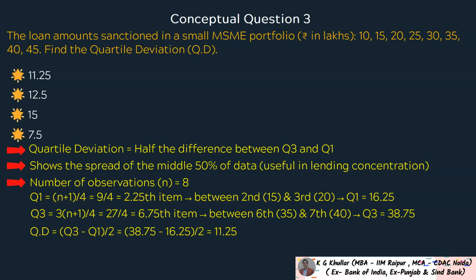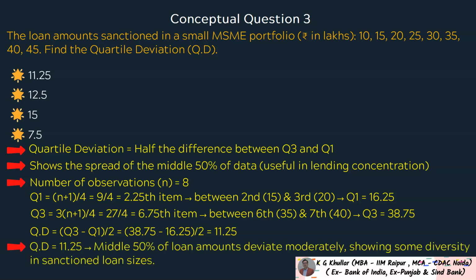So quartile deviation can be simply calculated as (Q3 minus Q1) divided by 2, which equals (38.75 minus 16.25) divided by 2, which equals 22.5 divided by 2 equals 11.25. So friends, this shows that the middle 50% of loan amounts deviate by about rupees 11.25 lakhs around the central values. As you can see, this highlights a moderate spread, showing lending is not tightly clustered and indicating some diversity in sanctioned loan sizes. Now, with respect to this question, the correct option is option A.